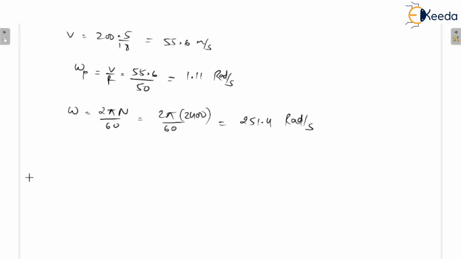Now we just have to put all these values in equation number 1, so you can get the value of gyroscopic couple. What is I? That is 36, multiplied by omega 251.4, multiplied by 1.11. So from here you can get the value of gyroscopic couple, that comes out to be 10.046. Now we are calculating here in kilonewton meter. Okay, so that would be the final answer of this.